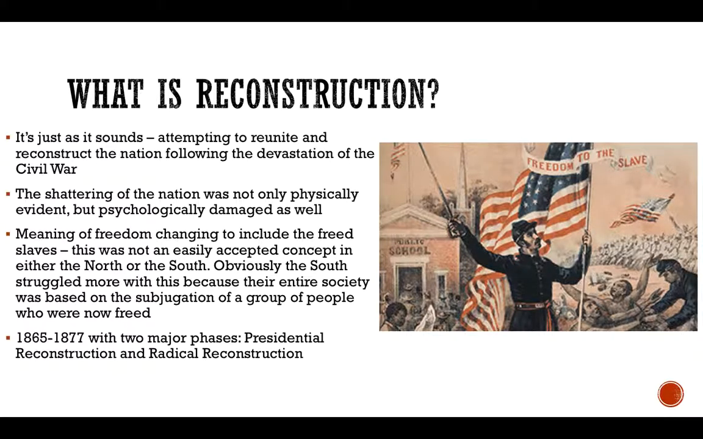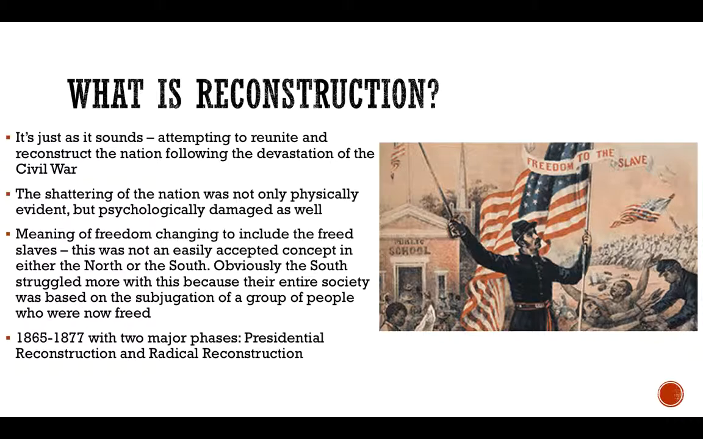So what exactly is Reconstruction? It is just as it sounds. It's attempting to reunite and reconstruct the nation following the devastation of the Civil War. And we've talked a lot about the psychological damage that was done, the pitting of one side against the other, but this translated to physical devastation as well. So the landscape was devastated, the infrastructure was devastated, and even though it was being improved and added upon, many spots were completely destroyed. And the meaning of freedom changed to include the freed slaves.